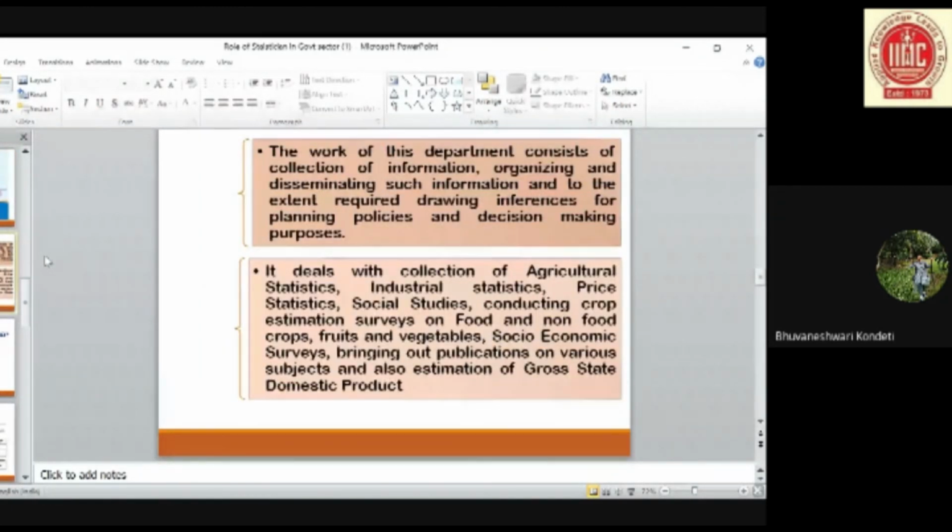I already told you this department consists of collecting information, organizing and disseminating information to the extent required, and drawing inferences for making policies and decision making. Drawing inferences is a very major part. If you just study the data, analyze it and give your value, it is not sufficient. You should also be able to interpret what the value is really telling us. So the interpretation part is also very important for statistics people. And it deals with collection of agricultural statistics, which I have already discussed. Why we collect all this: for bringing out publications on various subjects, and also estimation of GSDP.